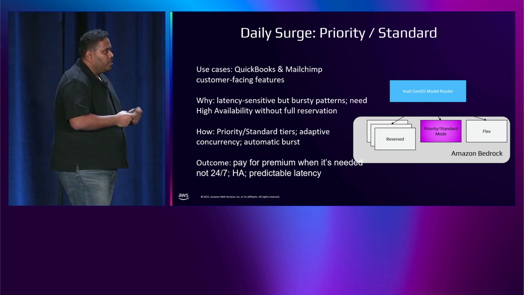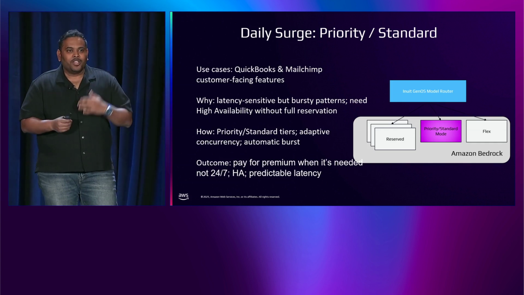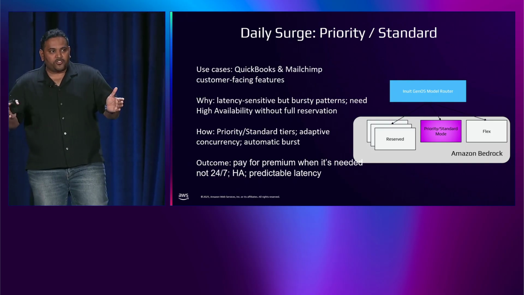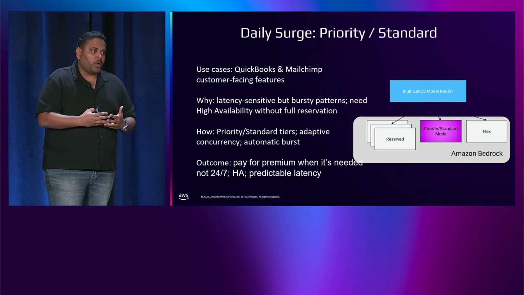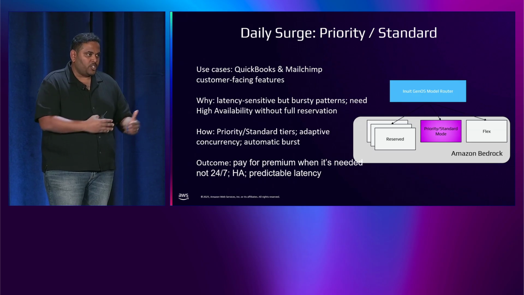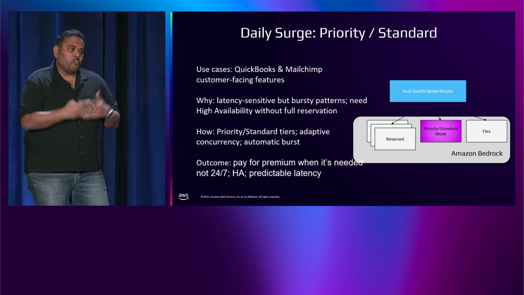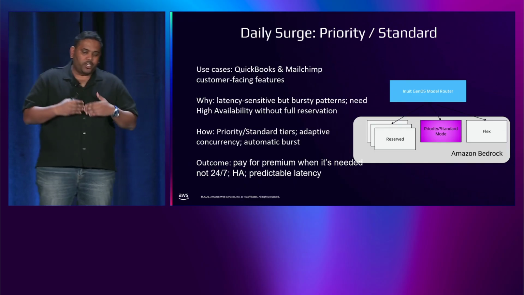Now, the advantage over here is priority is more expensive than the standard tier. But if we look at the amortized rate over the whole year, even if we are paying a premium for the priority, it is not as expensive as purchasing reserved capacity throughout the year or for months. We are only paying a premium for what we use. It's not for 24/7.